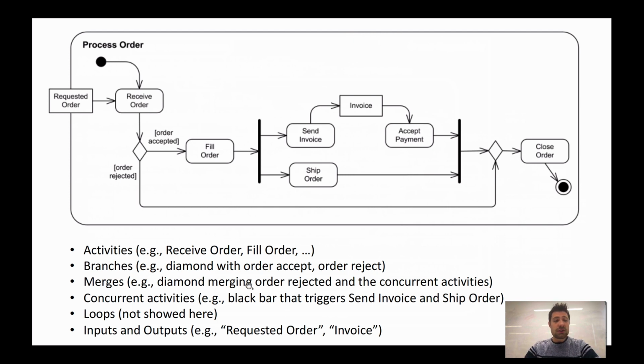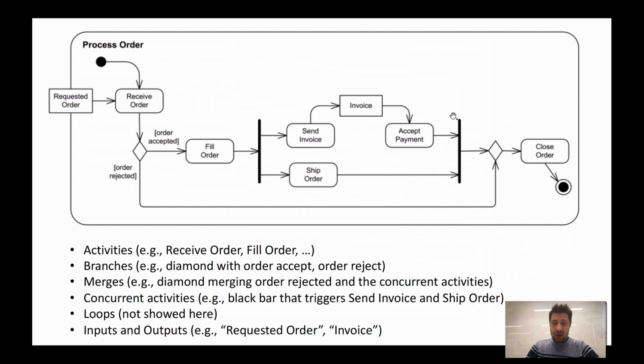So if you see this example in here, we are modeling the process order activity. It starts by receiving an order, then it checks if the order was accepted or rejected. So this diamond basically means we have a decision point in here. If it was accepted, we fill the order, and then as soon as we fill the order, the next step is to do two things at the same time, because they don't have to happen only sequentially, right? In this case, it's ship order, and then send an invoice.